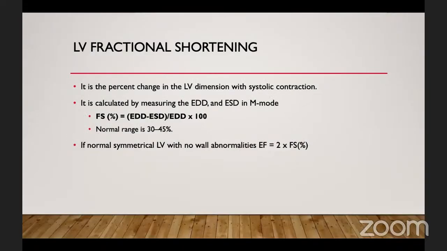The second parameter, as we said, is the fractional shortening. From the previous slides, as we saw in the M mode, you can measure the end diastolic diameter and the end systolic diameter. And from a simple equation, the end diastole minus the end systole, you can get the percentage of change of the internal diameter during the cardiac cycle and get the fraction. The normal range is 30 to 45. Some might get it in a simple way if you have a symmetrical ventricle and there is no wall motion abnormality. If you multiply the fractional shortening by 2, most likely this will be the ejection fraction of that patient.